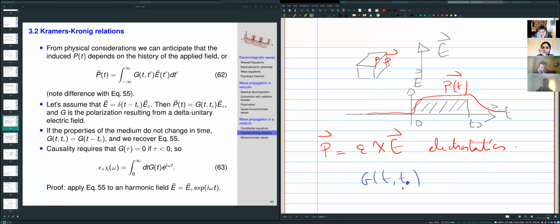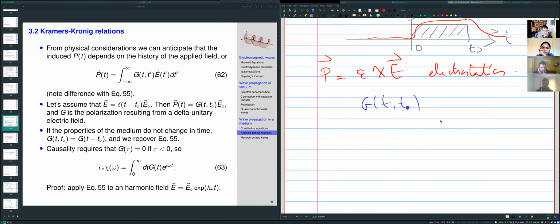What I mean to say here is that if the properties of the medium do not depend on time, then we can write this kernel as simply T minus T0. Because that would be the case if the medium is not changing over time.